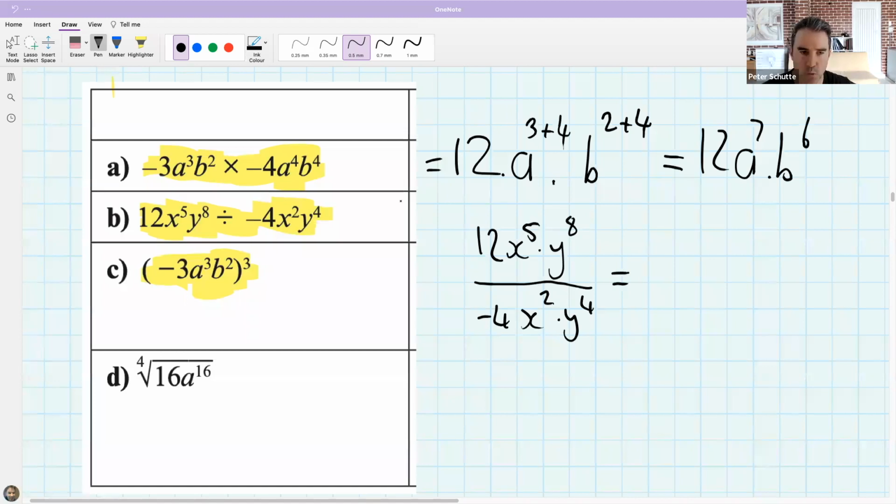I always like to rewrite my divisions. You don't have to do this, but I often find it helps to visually see a division as the numerator divided by the denominator. It just somehow makes it clearer, because I can see that the 12 is being divided by -4, and I can ask myself, what is 12 divided by -4? I can look at this. What is this divided by this? What's this divided by this? That should help you.